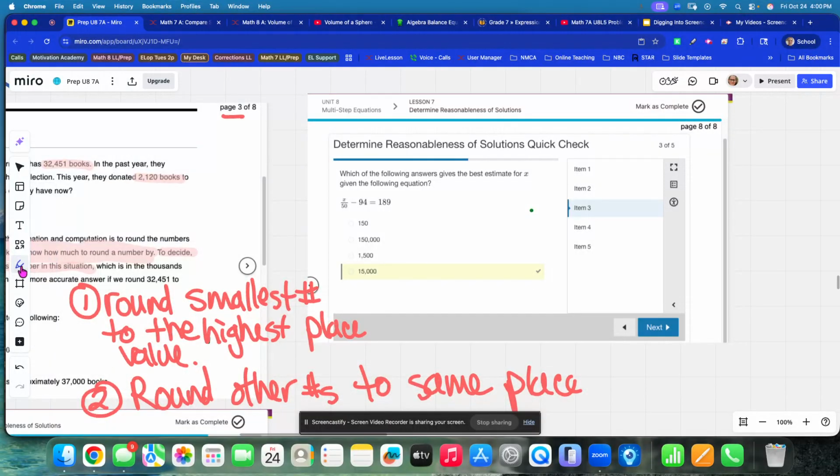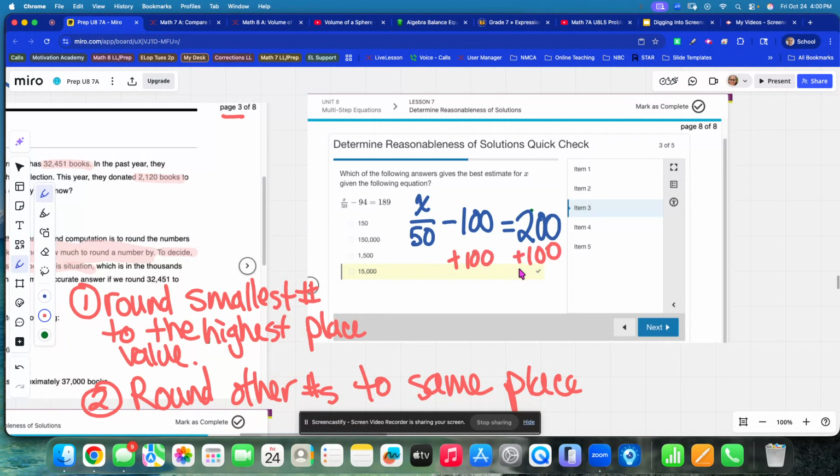Okay, so in this one, you've got some number over 50 minus 94. Let's just call that 100. It's so close. And then equals 189. Let's just call that one 200. Okay, and then we can kind of just really quickly get a quick idea of how big this is going to be. We know we're going to add 100 on both sides.